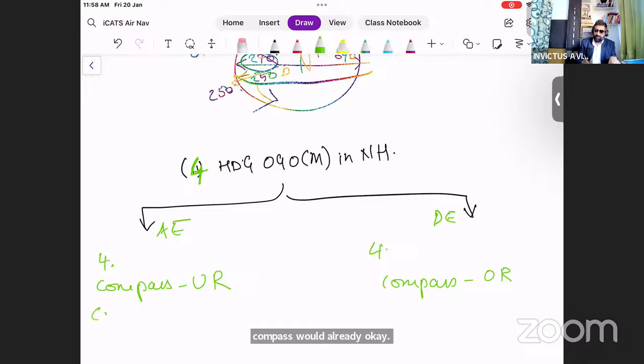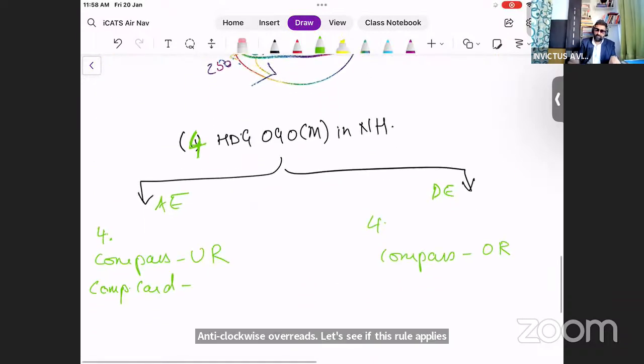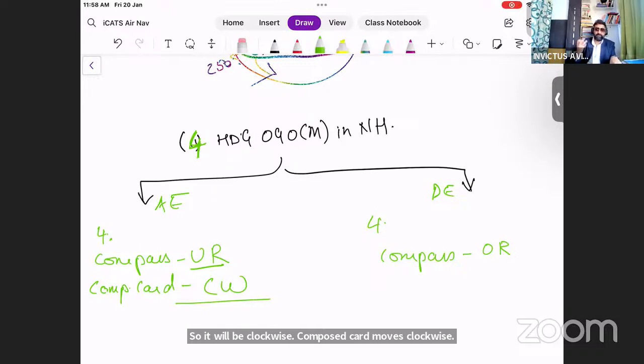Okay. Second point, my compass card, what will be the movement of my compass card? Remember, the technique is very simple to remember. Above we saw anti-clockwise overreads. Let's see if this rule applies everywhere. Okay. It is underreading. What does it mean? It means it is not anti-clockwise. So it'll be clockwise. Compass card moves clockwise. Now, this is a shortcut, a strategy I'll be building up for you to easily remember movement of compass card or magnetic assembly and underread or overread. A simple way to understand.